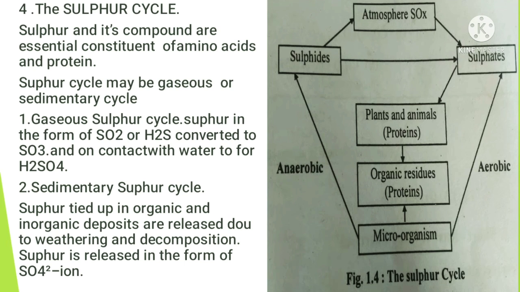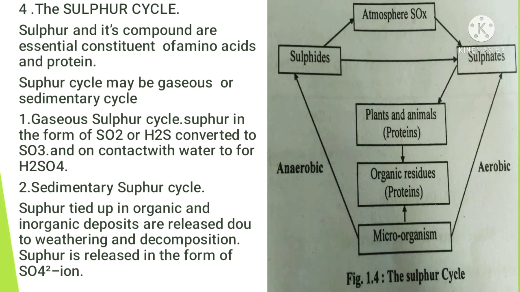So let's see the sulfur cycle in this diagram or in this picture. How it is carried out, let's see. First one is microorganism. Microorganisms, through an anaerobic process, convert to sulfide. From sulfide it goes to the atmosphere. In the atmosphere it may be SO2, SO3, SO4.